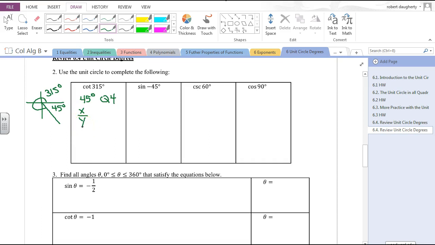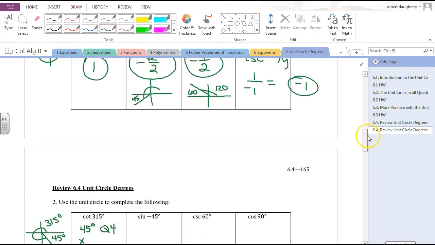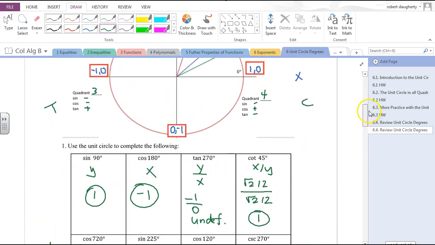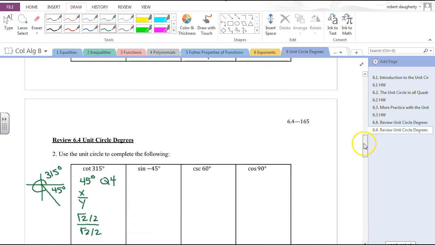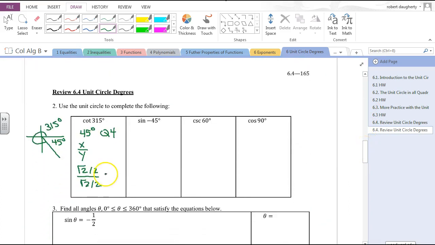So if I look at 45 degrees, my x coordinate divided by my y coordinate, and then what plus or minus sign? In the fourth quadrant, tangent, cotangent will be negative. So this will be a negative 1.